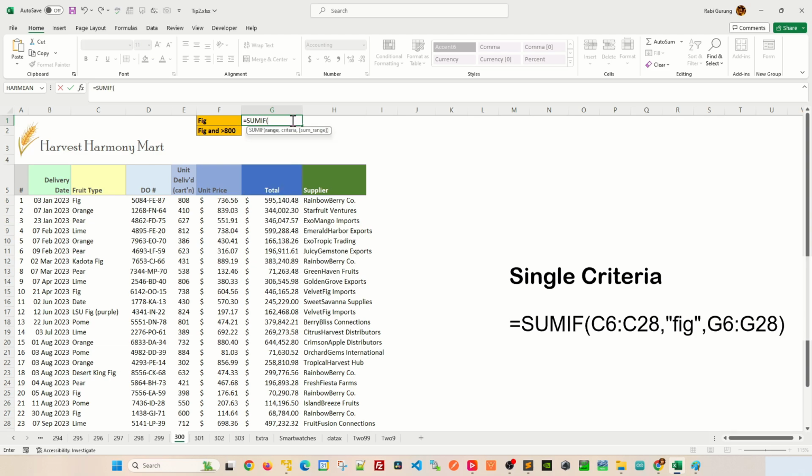The first argument of the function is basically the range for the fruit type fig, like that, comma, double quote, fig. As you can see, it's not case sensitive. I'm entering lowercase f while all my fruit type is fig, comma. The third argument will be the range or the data range where you'll be adding the total, and then close parenthesis and hit enter. As you can see, I'm getting 1.8 million.